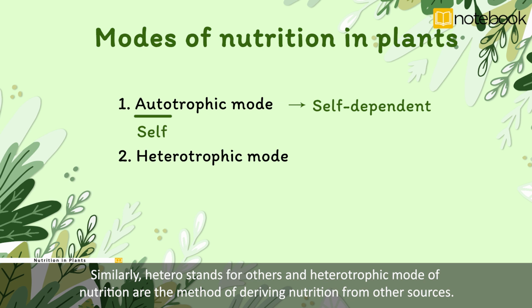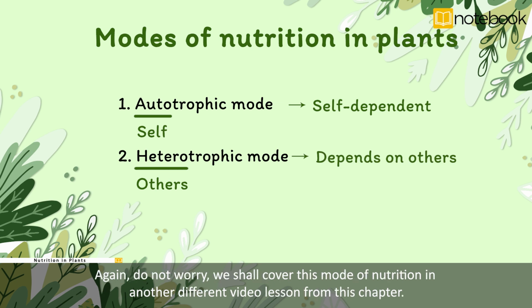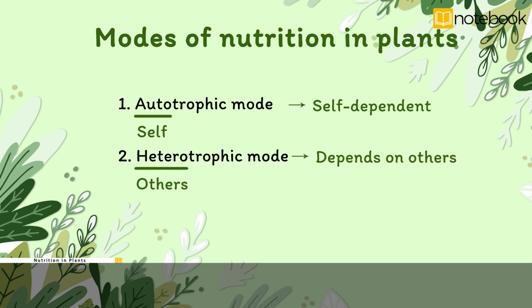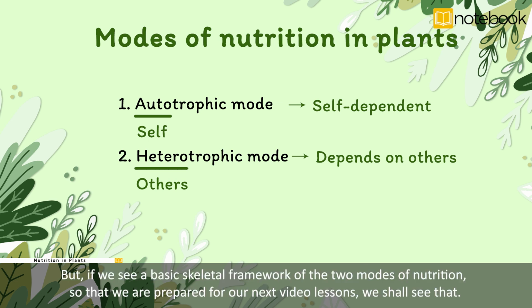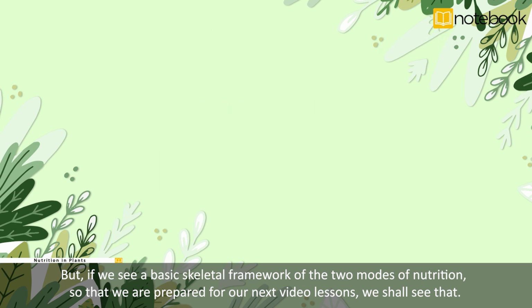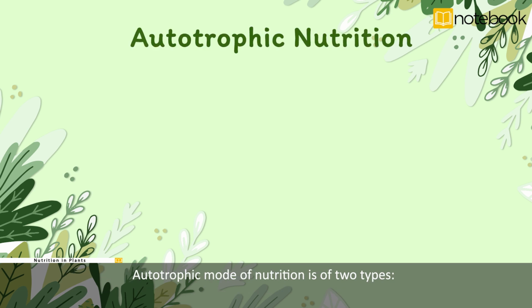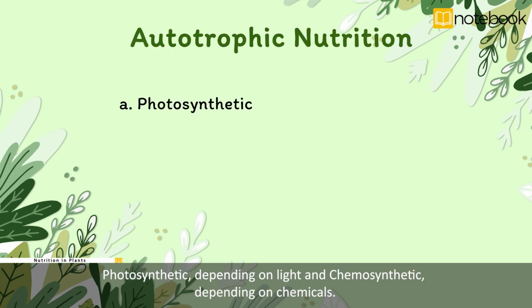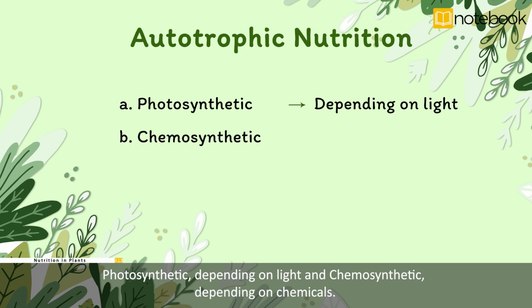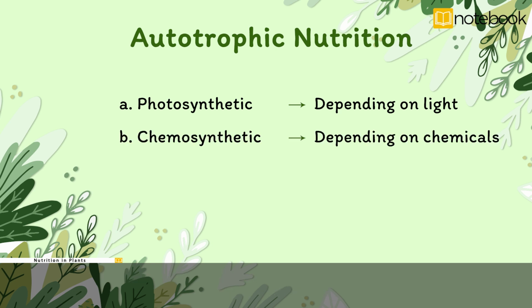Similarly, hetero stands for others, and heterotrophic mode of nutrition is the method of deriving nutrition from other sources. Again, do not worry, we shall cover this mode of nutrition in another different video lesson from this chapter. But if we see a basic skeletal framework of the two modes of nutrition so that we are prepared for our next video lessons, we shall see that autotrophic mode of nutrition is of two types: photosynthetic, depending on light, and chemosynthetic, depending on chemicals.